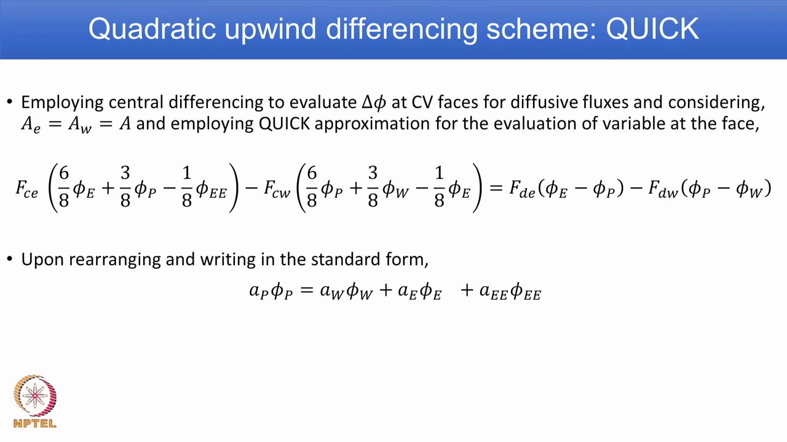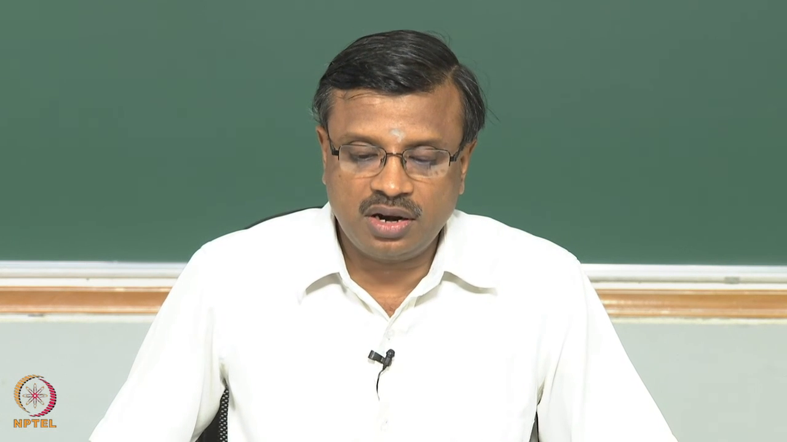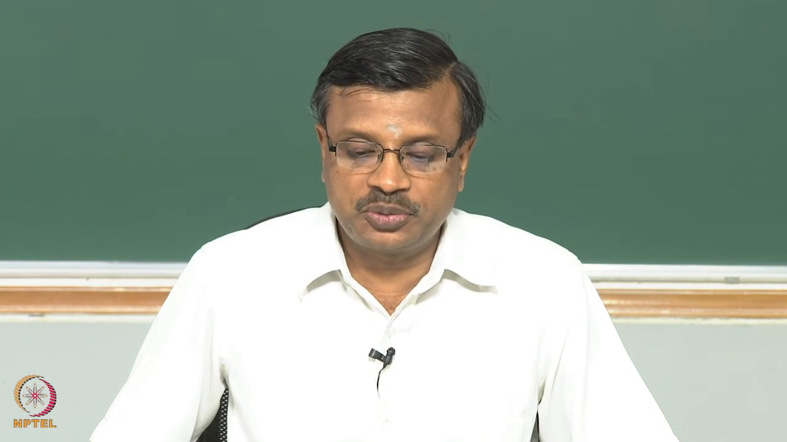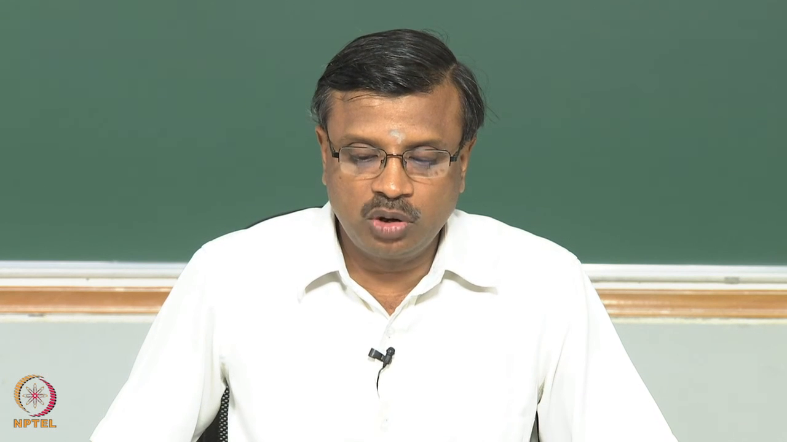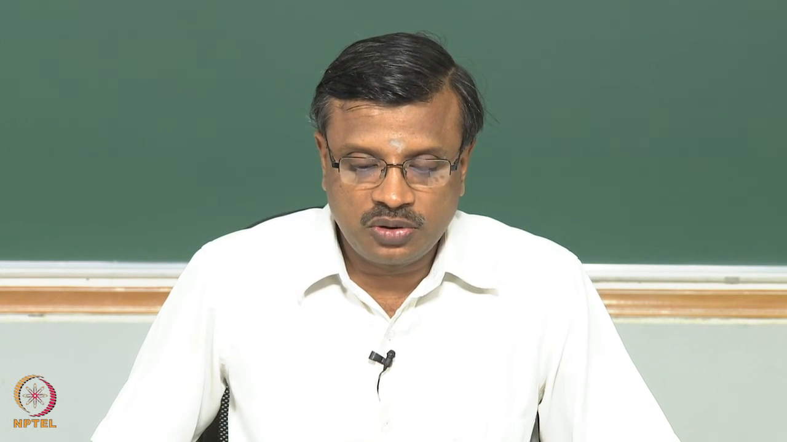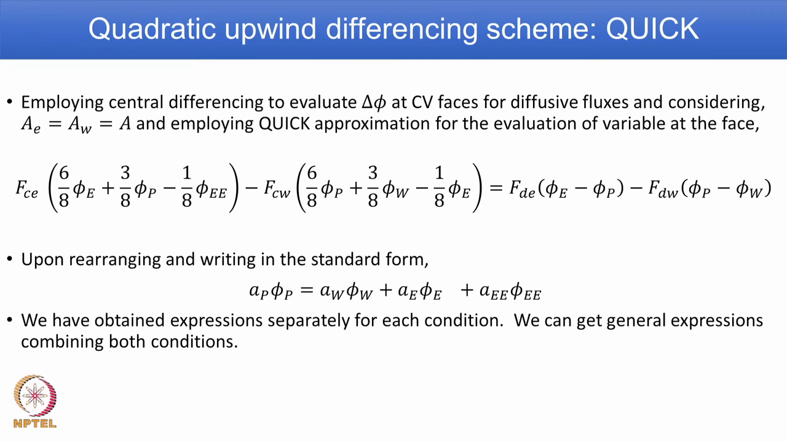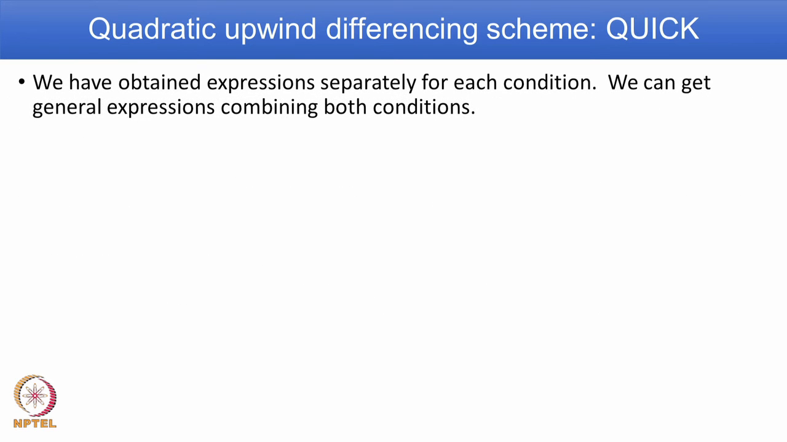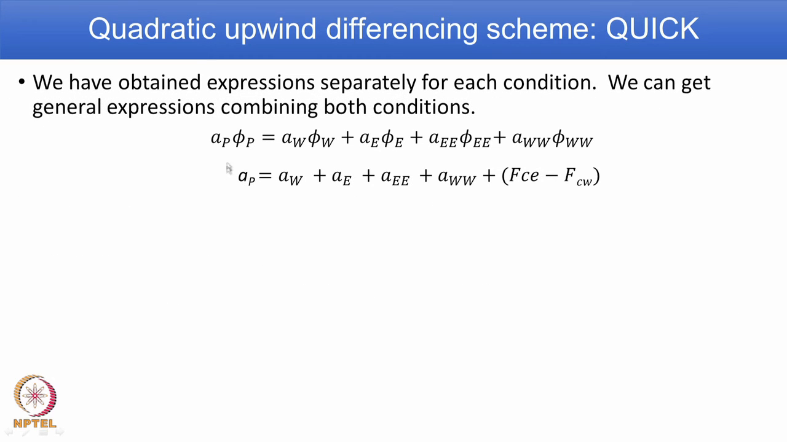Now, to get a generic expression, because you have a situation of flow coming from left to right or right to left, we have no idea prior. So, we have to get a generic expression. So, we have to combine both of them together, and that is what we are going to see in the next slide. We have obtained expressions separately for each condition. We can get a generic expression combining both these conditions, and that is shown here.